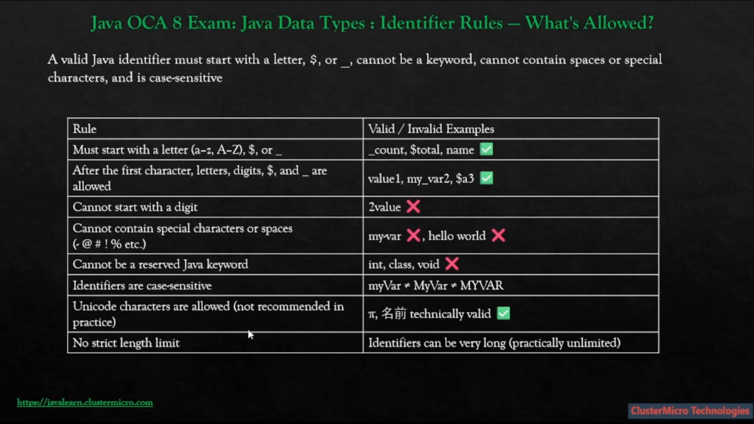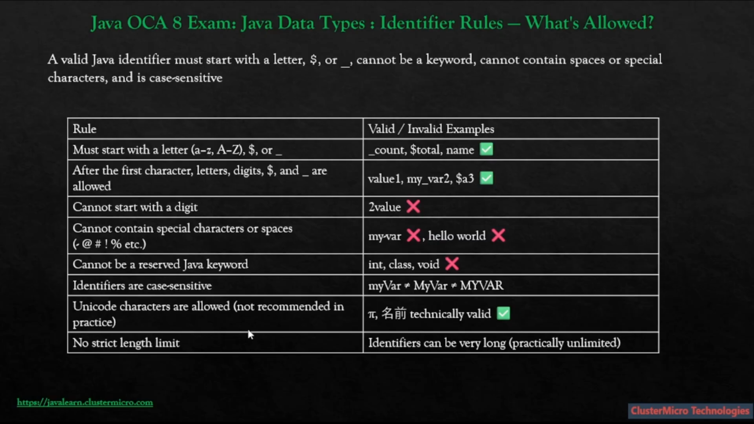Rule number 5 says you cannot use Java's reserved keywords. Words like int, class, void, for, while belong to Java. You cannot use them as your own names. And rule number 6: Java is case sensitive. myVar with a small case, MyVar with a capital, and MYVAR in all caps are 3 completely different identifiers. The compiler treats them as separate names. And one more thing, Java supports Unicode characters, so technically you could use Greek letters or Chinese characters as identifiers, but nobody does this in practice and the exam won't test you on this.